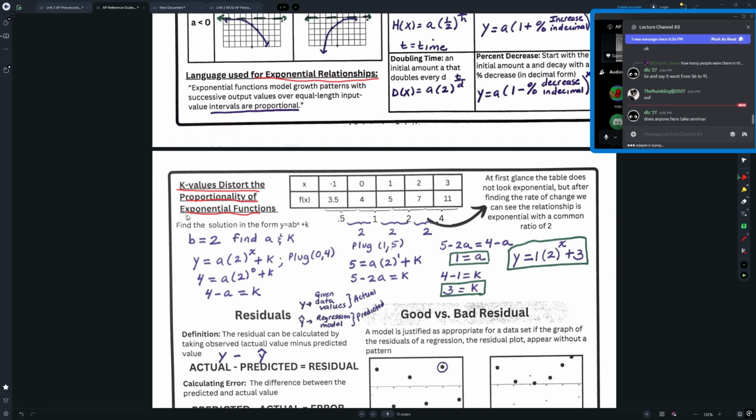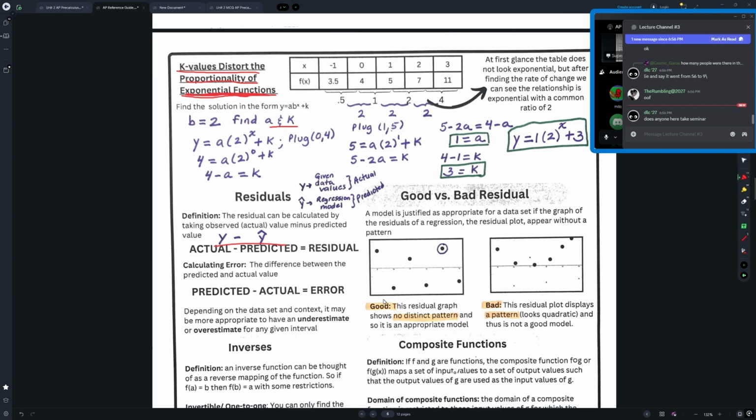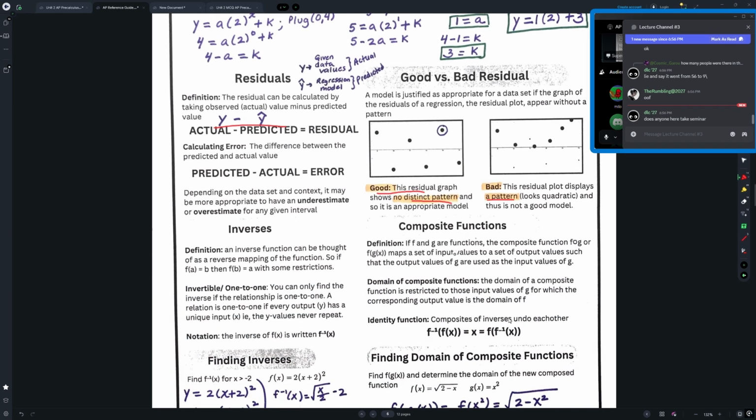So K value is distorted. This is the thing they were talking about before. If there's a K value, it distorts it. So that ruins the +2 thing. So you have to find the K value. Residuals are actual minus predicted. A good residual shows no distinct pattern, and a bad one shows a distinct pattern.